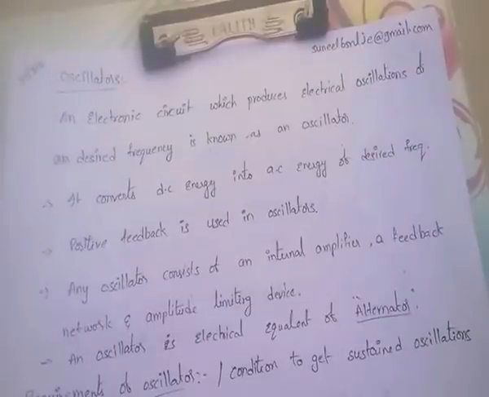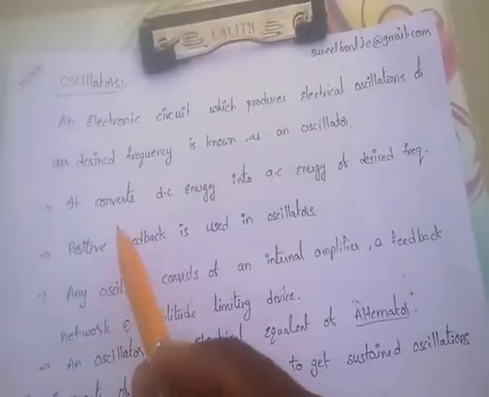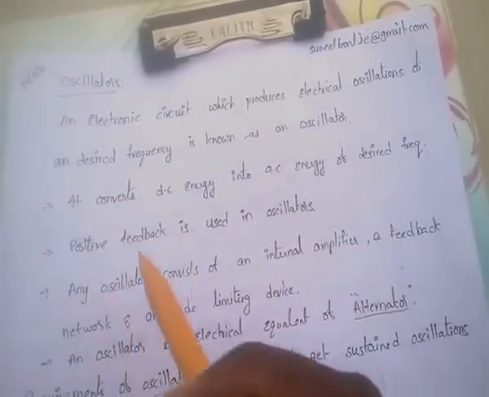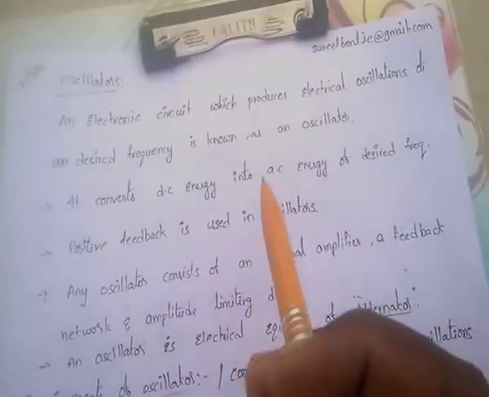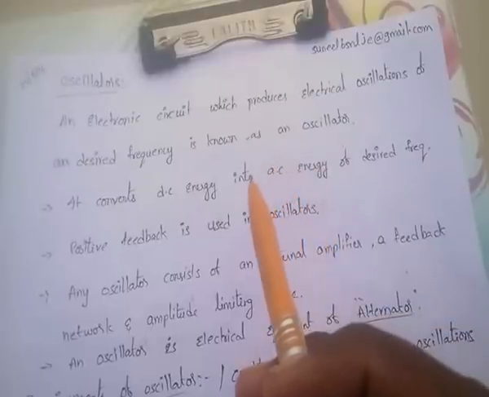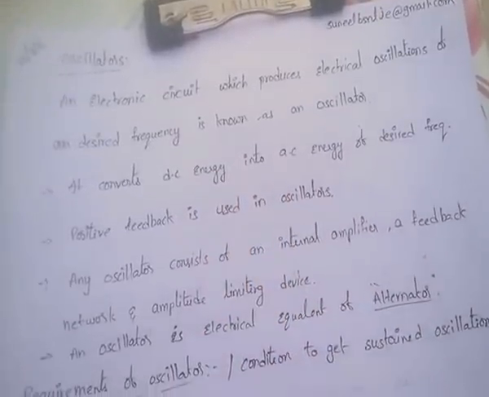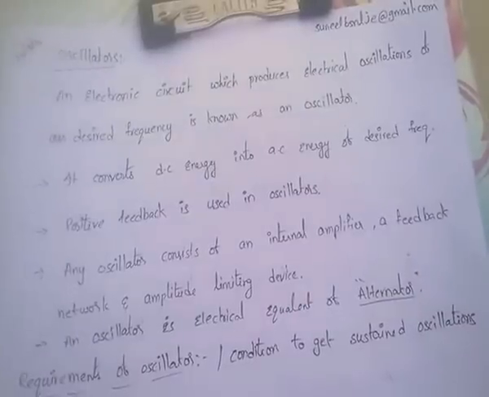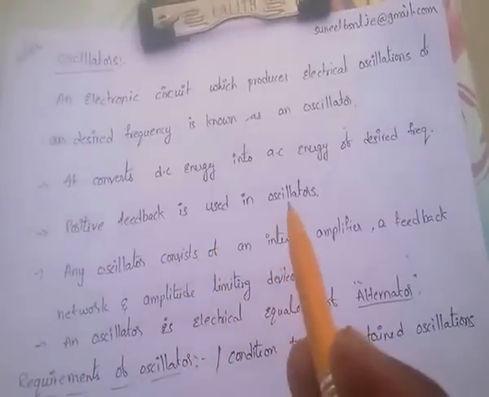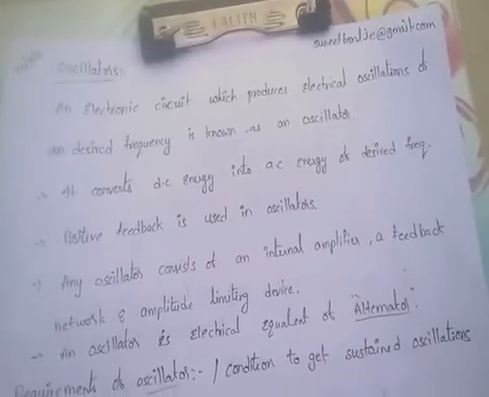This oscillator converts DC energy into AC energy of desired frequency. It can generate an AC signal without any input signal. In oscillators, the feedback is positive feedback. Very, very important question: positive feedback is used in oscillators.